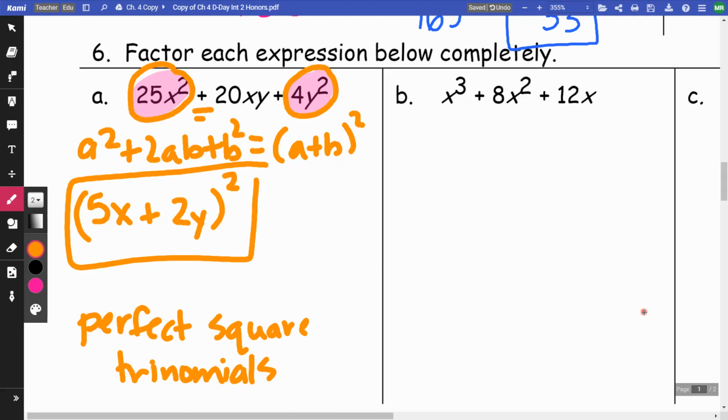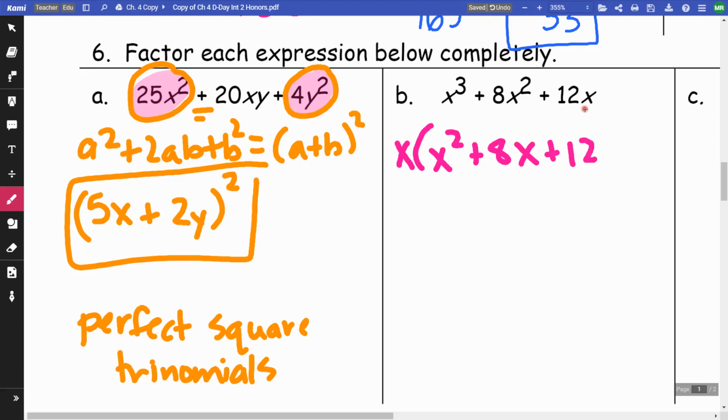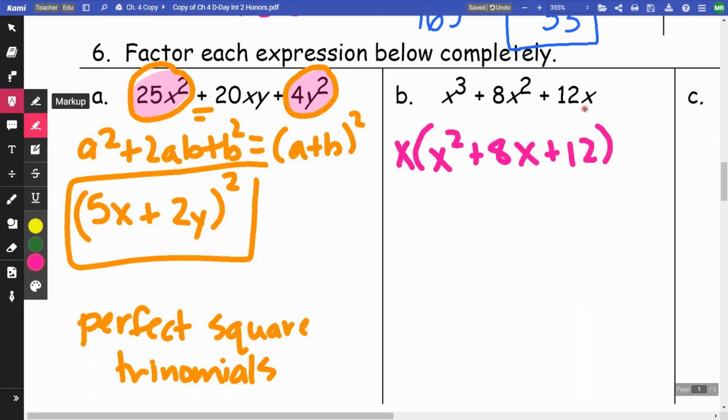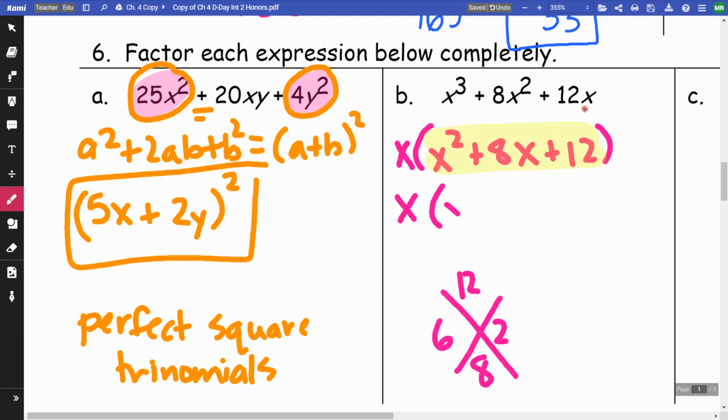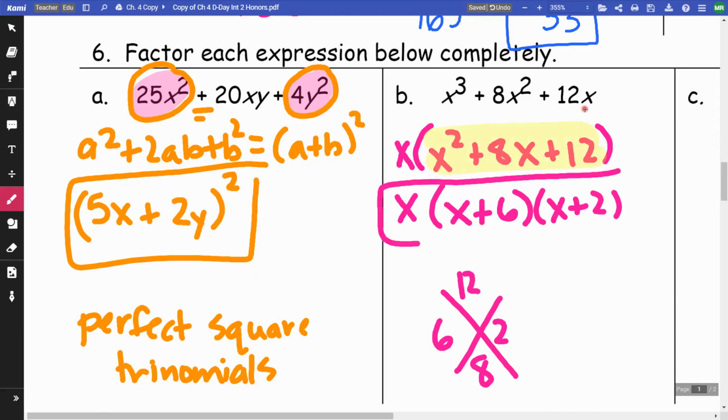On letter B, I noticed that we have an x cubed, an x squared, and an x. So I can factor an x from everything, and I'm going to be left with x squared plus 8x plus 12. Now, when we factor, we always factor completely. So can I factor this further? Yes, we can. Think of this as a diamond. What multiplies to 12 and adds to 8? Well, a 6 and a 2. So don't forget your x that was in front. Then we have x plus 6, x plus 2, and that is our answer.